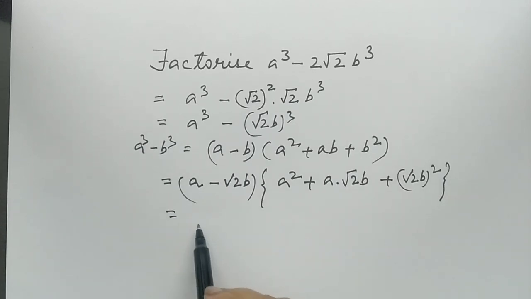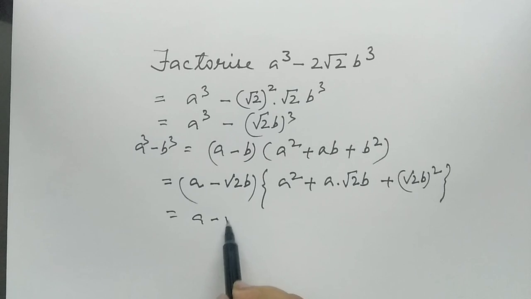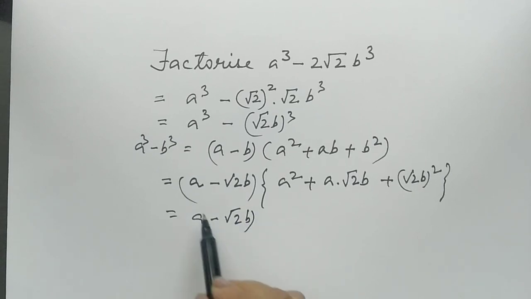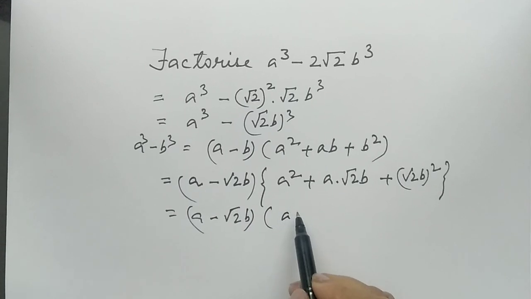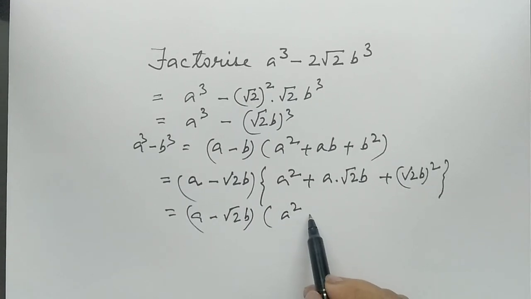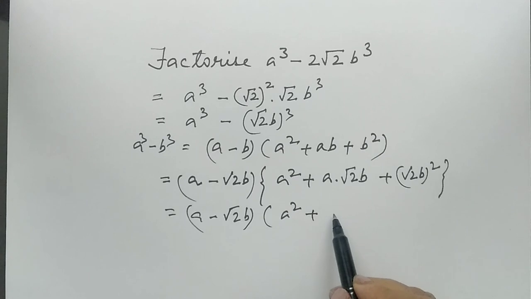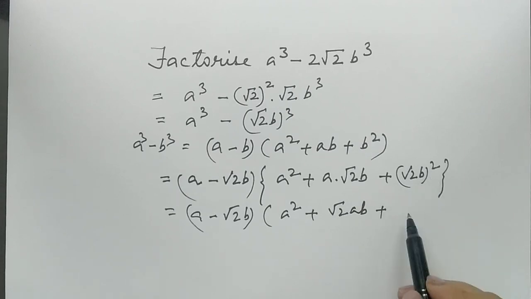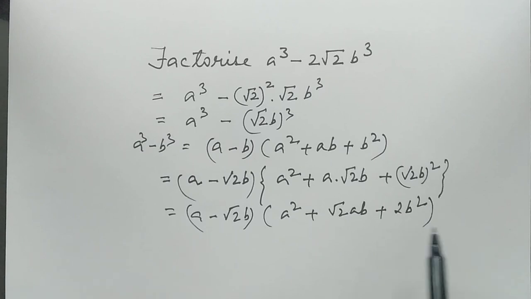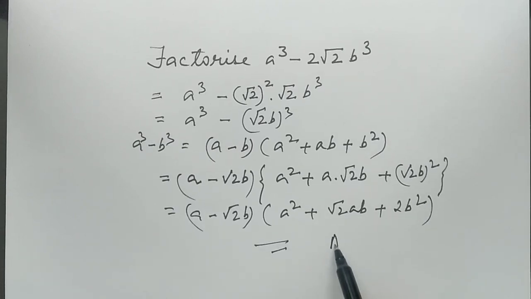Now let's simplify, children. A minus root 2b will be written the way it is. Here we have a square plus root 2 ab, and here we have root 2 into root 2 is 2, and b into b is b square. So this is my answer, children.